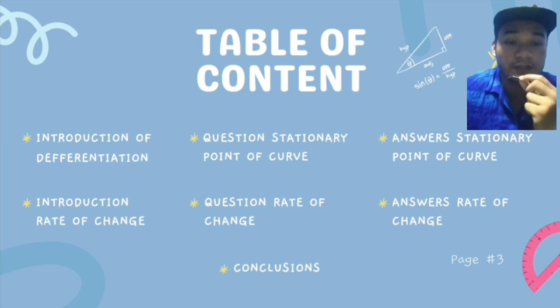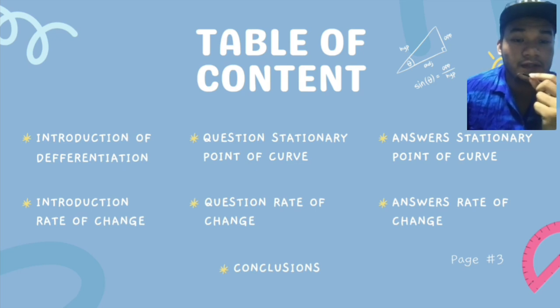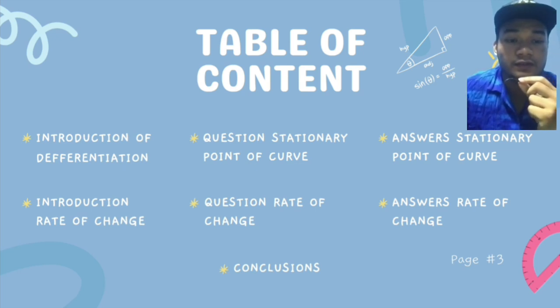The table of contents has 7 parts. Firstly is introduction of differentiation. Second, question stationary point of curve. Third is answer stationary point of curve. Fourth, introduction rate of change. Fifth, question rate of change. Sixth, answer rate of change. And lastly is conclusion.